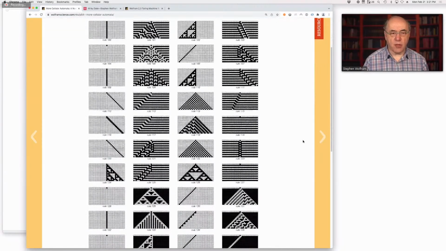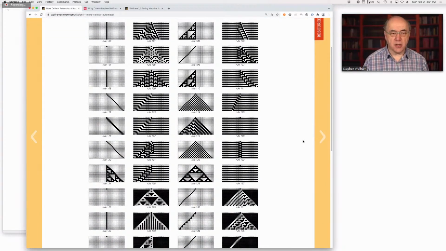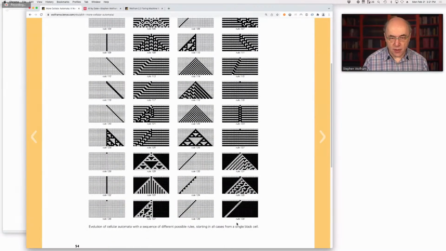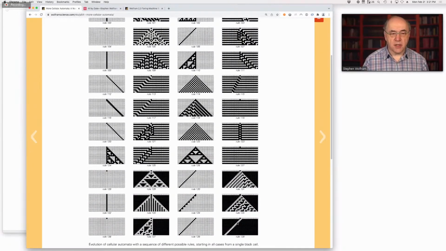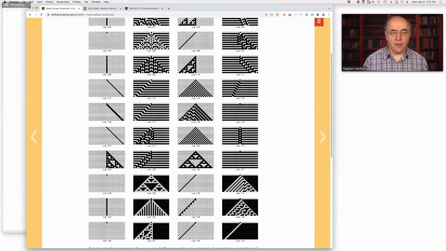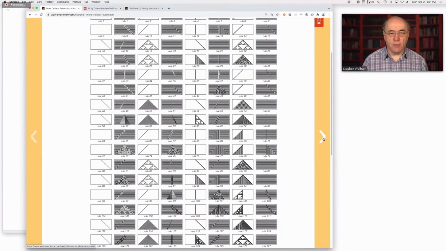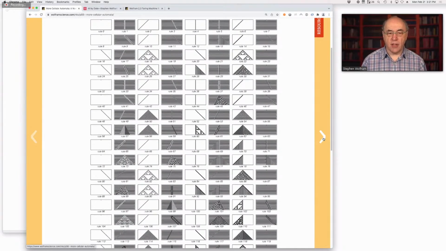The first question was, what do they all do? This is a sample of a few of them, rule 100 through rule 139. You can see that some of them do very simple things. You just start them off with one black cell in the middle and it just keeps going. Some of them do more complicated things, making these nested patterns and so on. This is a reflection and inversion of my favorite rule 30. That's rule 135 there. So the first question is, what do all the 256 possible cellular automata do?